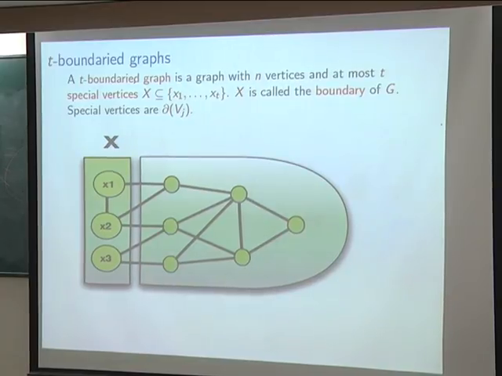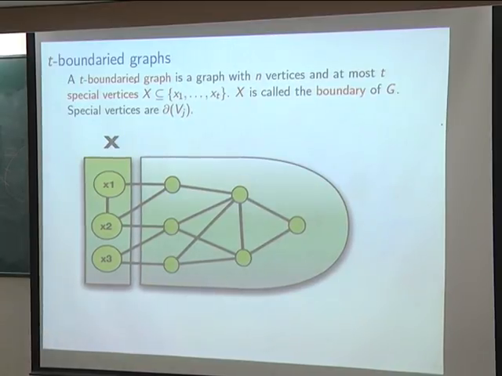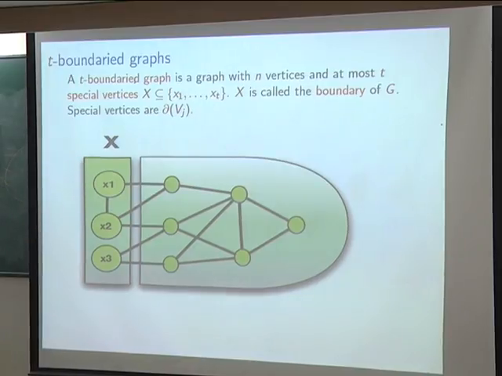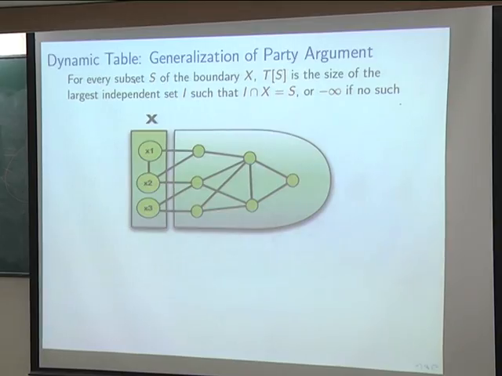Okay. So this is called a boundary graph. It's a graph and some special vertices, which I have called the boundary. These are going to be our main objects. Okay. So I want to do this generalization of the dynamic programming table.